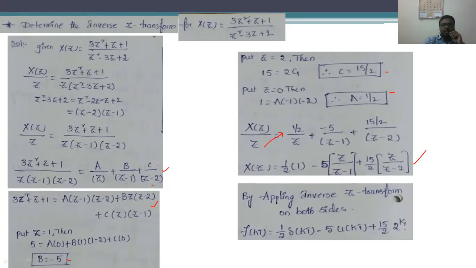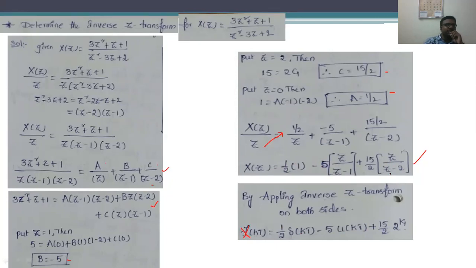So upon applying the inverse z transformation on both sides, we are going to get x of k. It is not f of k, it is x of k. X of k is equal to the value of inverse Z transform for an impulse function. Therefore, 1 by 2 into delta of k, minus 5 into u of k, plus 15 by 2 into, it is nothing but representation of a power k.